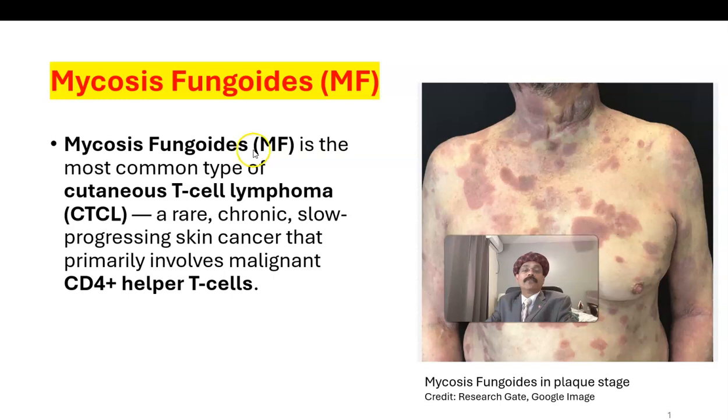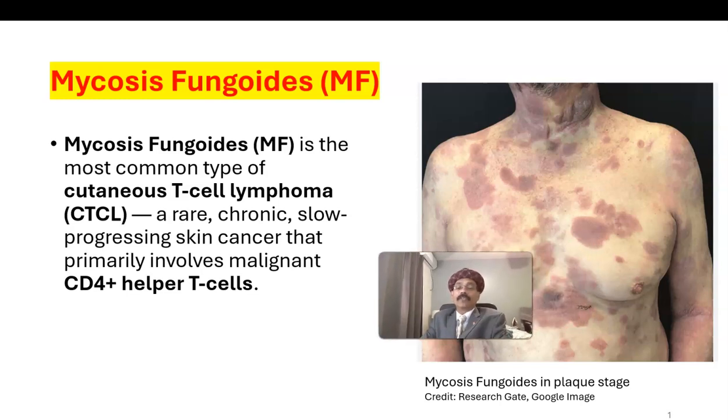Today I will discuss Mycosis fungoides. Mycosis fungoides is the most common type of cutaneous T-cell lymphoma, CTCL, a rare, chronic, slow-progressing skin cancer that primarily involves malignant CD4 plus helper T cells. This disease has multiple stages.